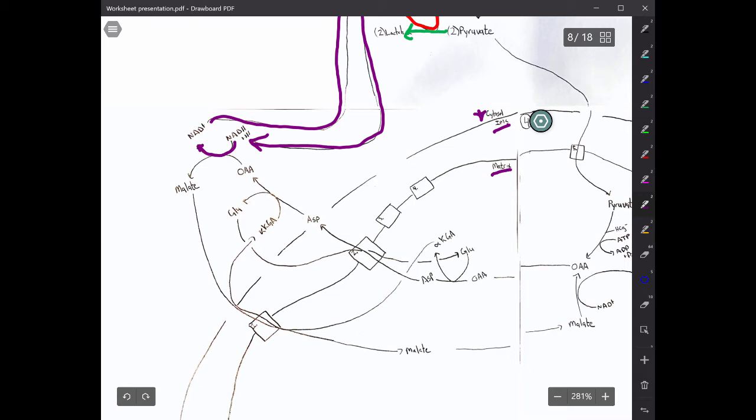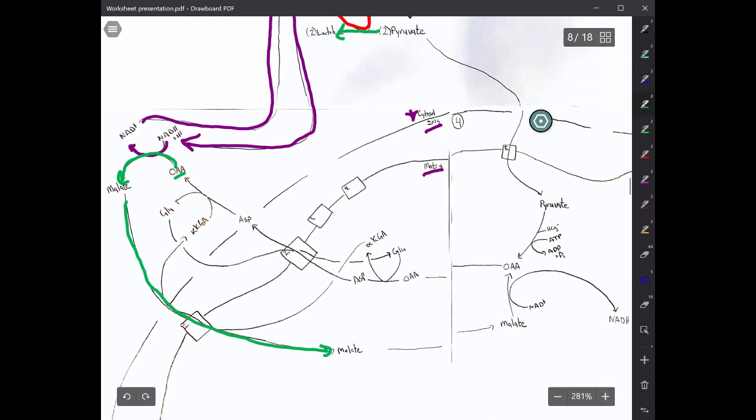Well, what we're looking at here would be the conversion of oxaloacetate to malate. It can be reduced with the electrons from NADH to malate, and then that starts the malate aspartate shuttle, and it's going to go in this counterclockwise direction. That malate can move through one of these antiporters into the matrix of the mitochondria.